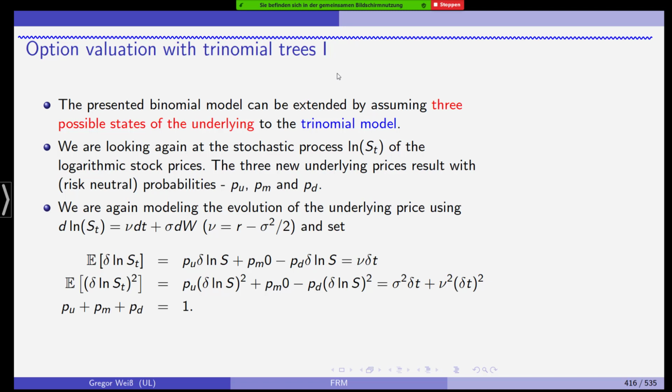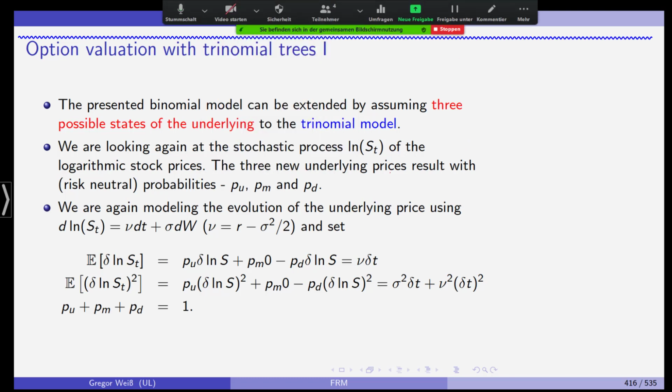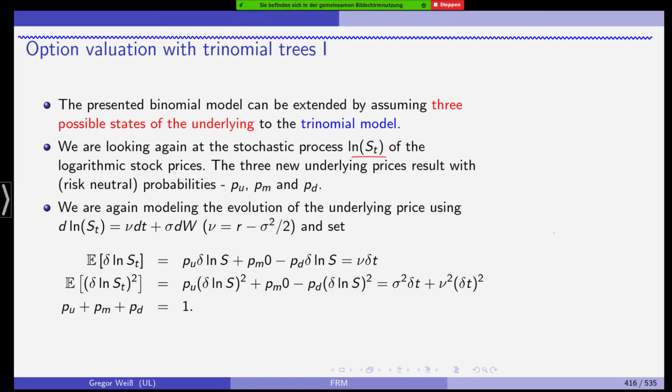And we'll again have a look at the stochastic process of the log prices, ln S_t. The underlying prices can now take up 3 new values. So we have 3 risk-neutral probabilities: up, down, and middle, PU, PM, PD. And again, more theoretically, we are trying to approximate the underlying diffusion process, the underlying continuous stochastic process, by using a discrete one.